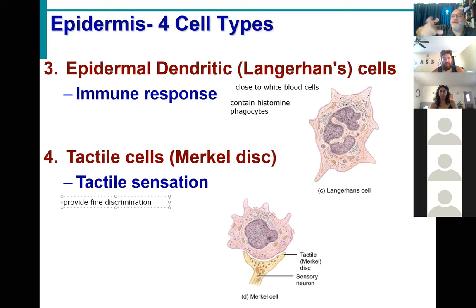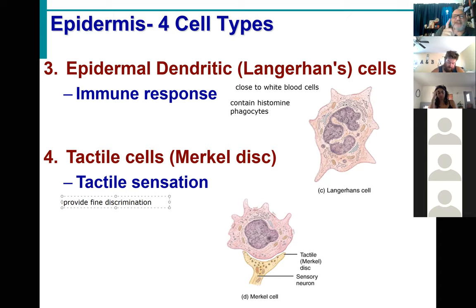Size and the ridges. Yeah. Size is definitely one of them, but the second characteristic is those ridges on the outer side that you can feel with your fingers. That ability to feel those fine little ridges is what I'm talking about by fine discrimination.